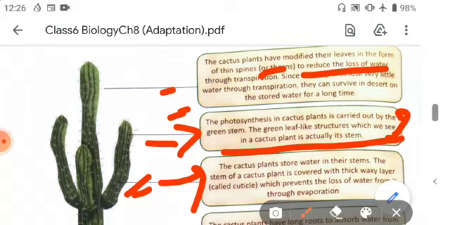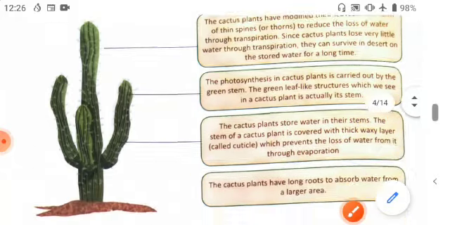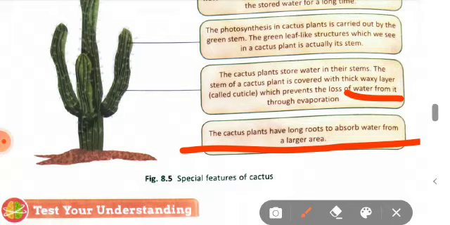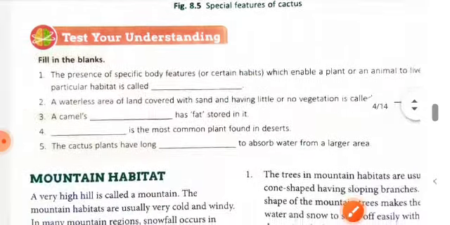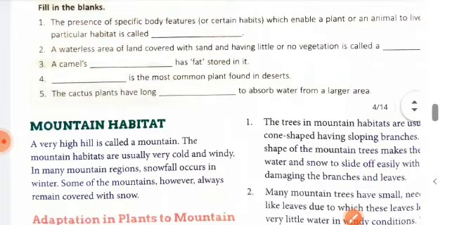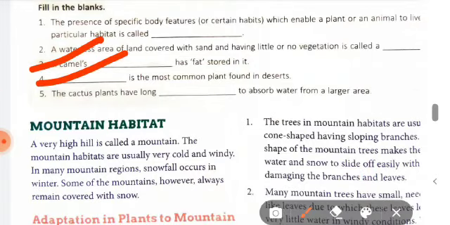And the cactus plant stores water in them. They store the water in their stems, and the stem of the cactus plant is covered with a thick waxy layer called the cuticle, and it prevents the excess loss of water through evaporation. Next, cactus plants have long roots to absorb water from a large area. So these characters help the cactus in its survival in the desert atmosphere. About these questions you will find the answers in the given notes.